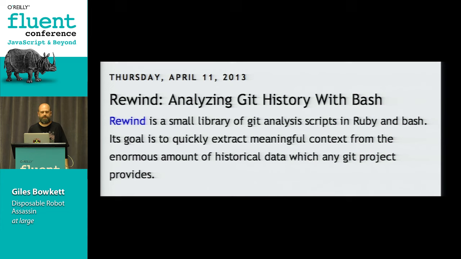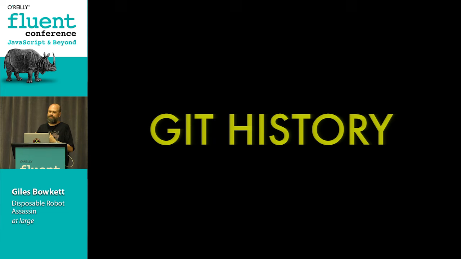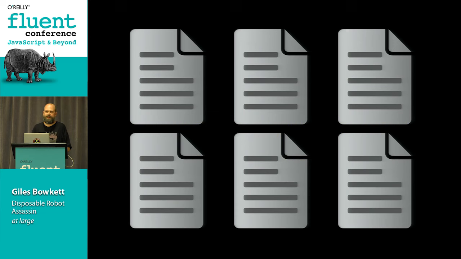Analyzing Git history with Bash. Small library of Git analysis scripts in Ruby and Bash. Its goal is to quickly extract meaningful content, blah, blah, blah. The long story short is that its strength comes from Git history. Git is a functional data structure. You can find out an incredible amount of information because it's all in there.